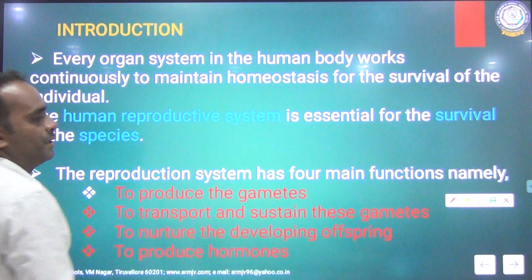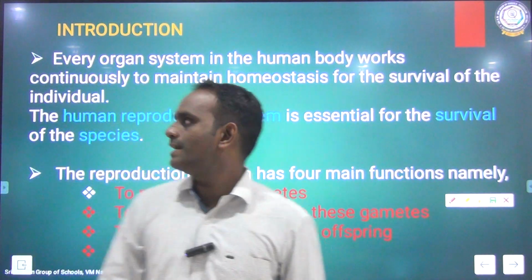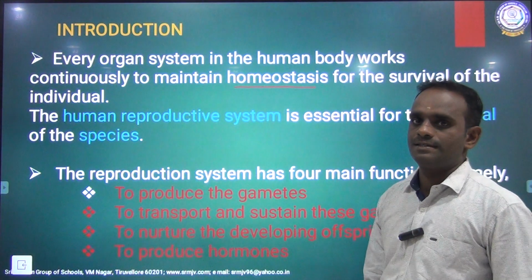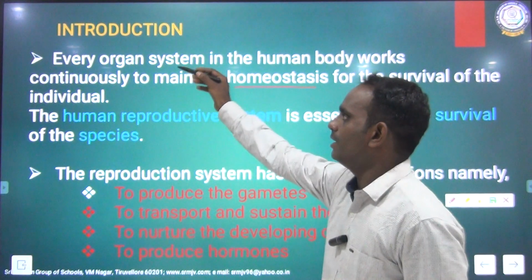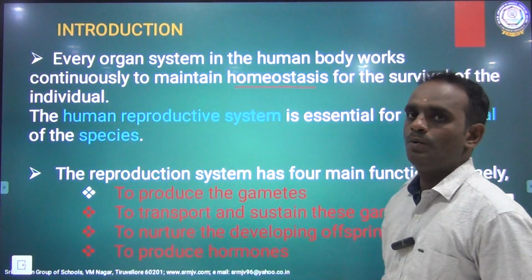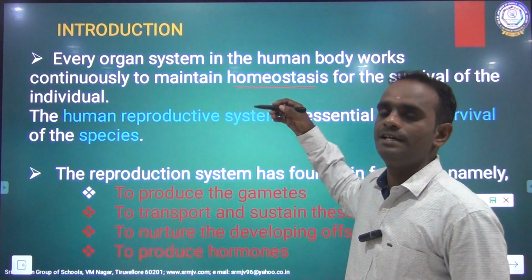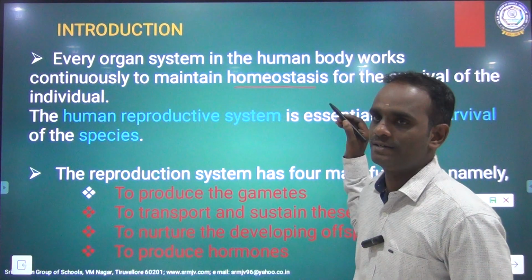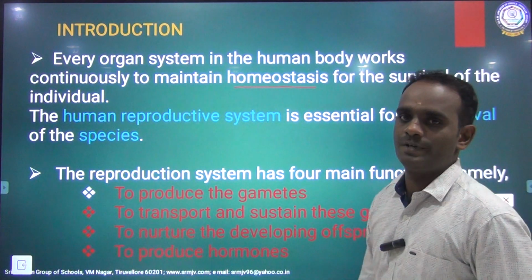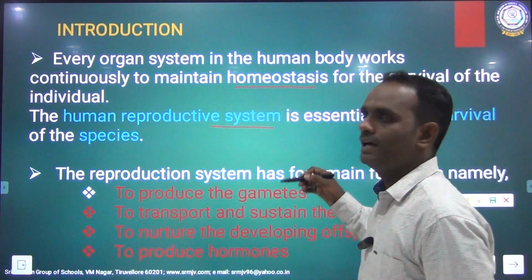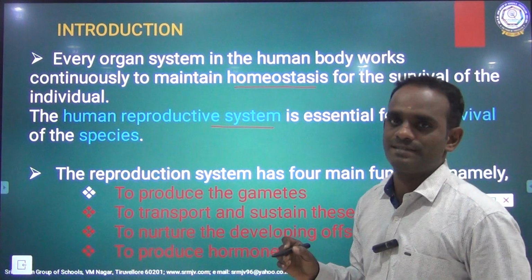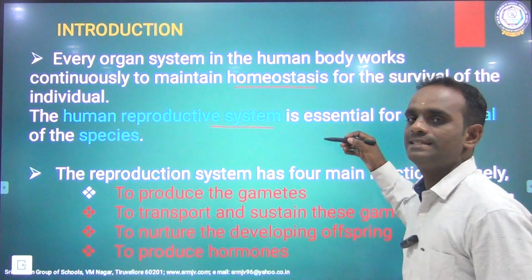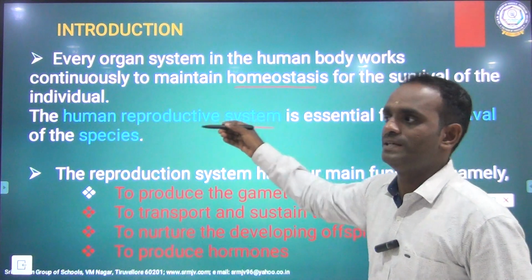Every organ system in the human body works continuously to maintain homeostasis. Homeostasis is nothing but a constant equilibrium, a steady state for the survival of an individual. The human reproductive system is very essential for the survival of the species. Can you get my point? The human reproductive system is essential for the survival of the species.